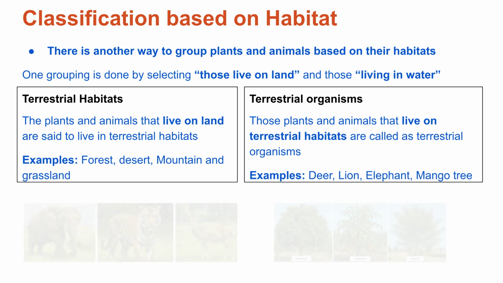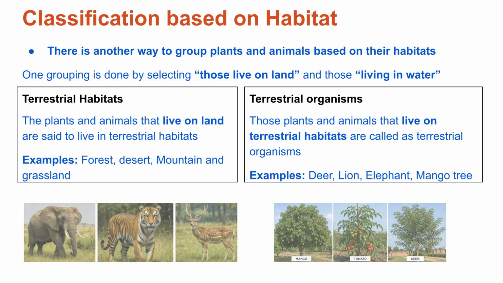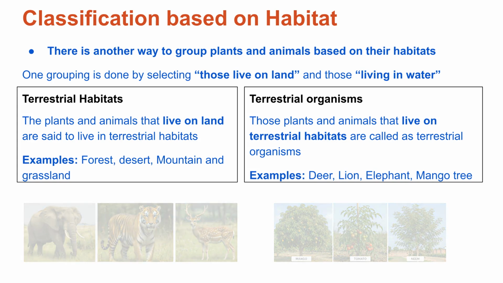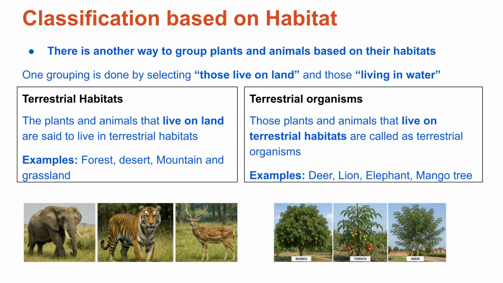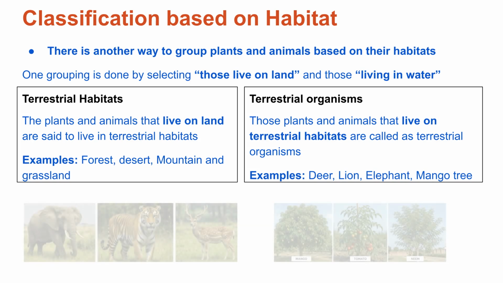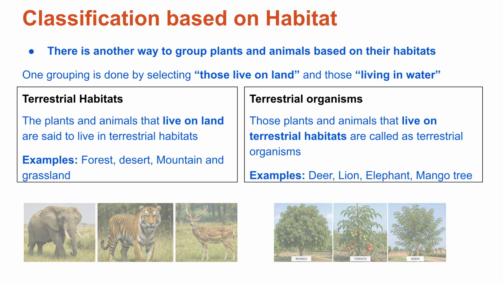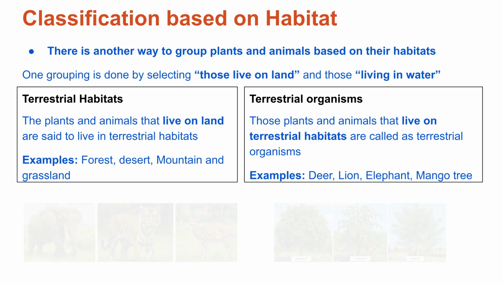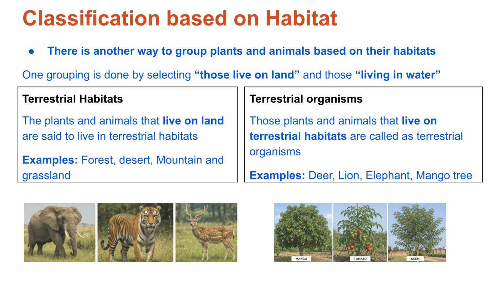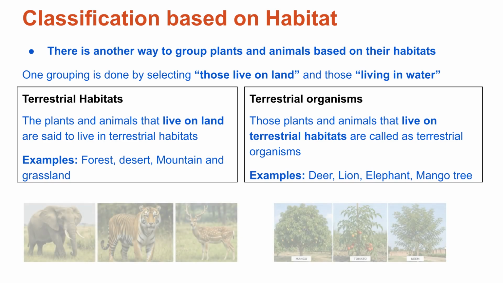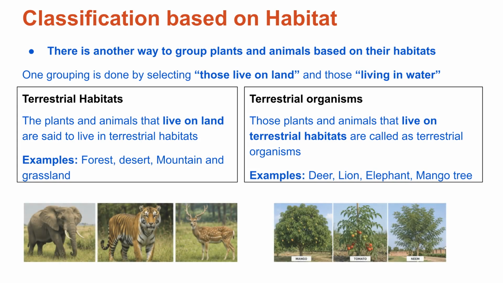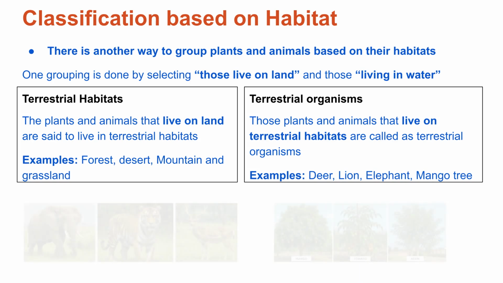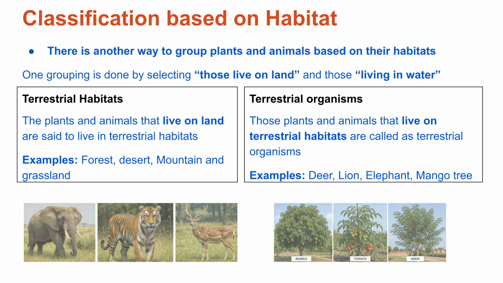With different types of habitat comes different ways of grouping plants and animals. It means that one grouping can be done by selecting those living on land and those animals or plants living in water. One type of habitat is terrestrial habitat, which means that plants and animals that live on land are said to live in terrestrial habitats. Examples of such habitats are forest, desert, mountain, grassland, because all are land.